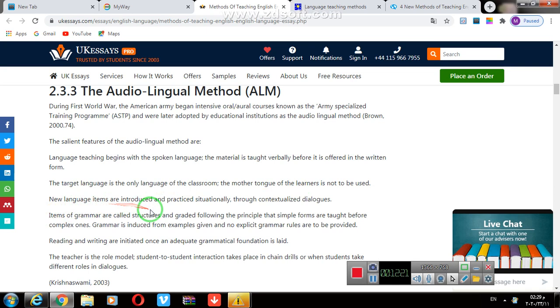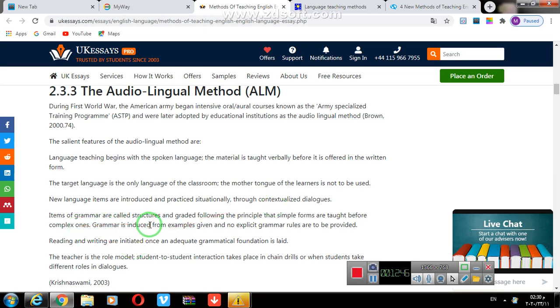New language items are introduced and practiced situationally through contextualized dialogues. Well, in this method, the audiolingual method or the oral method, we have the chance to present any subject we want in the class. So we can have dialogues in any subject we need to discuss.